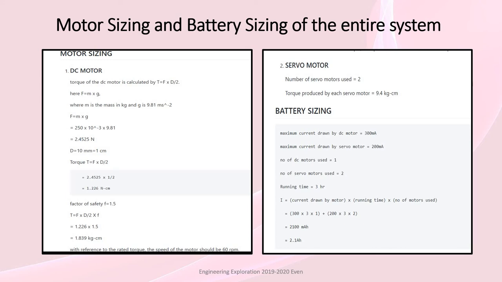The next component is servo motor. Number of servo motors used is 2. Torque produced by each servo motor is 9.4 kg centimeter. Next we have battery sizing.